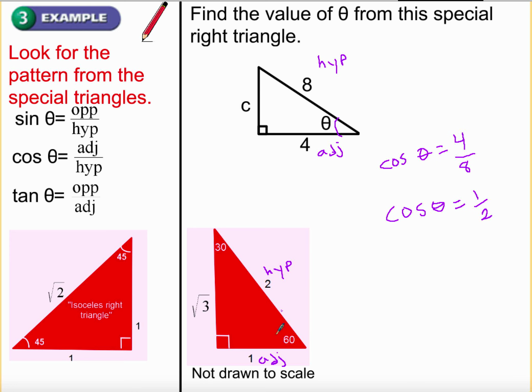If this is the hypotenuse and this is adjacent, is 1 adjacent to 30 degrees or is it adjacent to 60 degrees? Hopefully you guys can see that it has to be adjacent to 60 degrees. So therefore, theta must be 60 degrees.